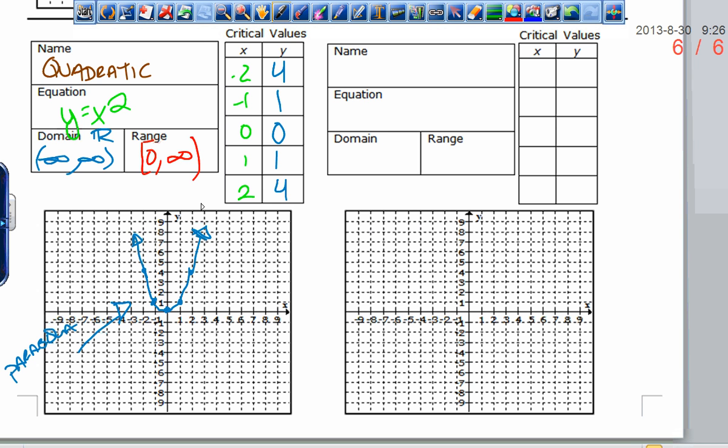Questions about the quadratic? You probably saw that at the end of Algebra 1 and a little bit in geometry, and this year we're just going to tear into the quadratic. We're going to do a lot of it.